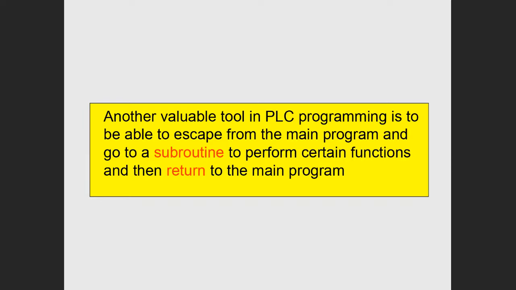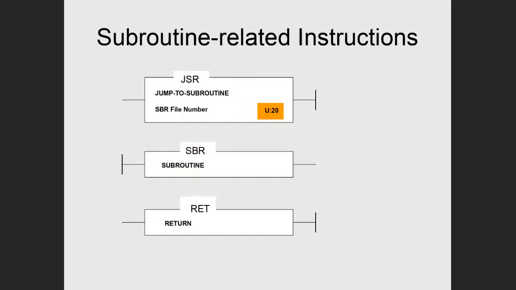So let me talk a little bit about this subroutine. I mentioned that it takes 3 instructions to use the subroutine. The first one is the JSR, the jump to subroutine. This is the one that's going to be in your main program. When you create a subroutine, you actually have 2 programs. You have the main program, the one that you're used to creating, but then you have the actual subroutine, which is a separate program. This jump to subroutine is the instruction that's actually in the main program.